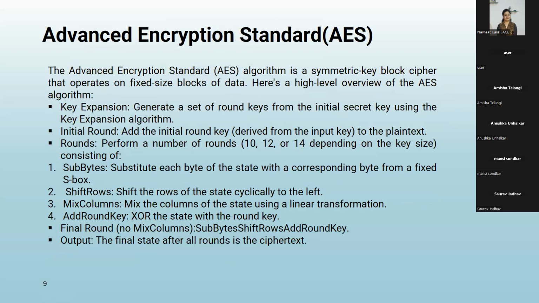Advanced Encryption Standard is a symmetric key block cipher algorithm that operates on fixed-size blocks of data. Its key expansion generates a set of round keys from the initial secret key using the expansion algorithm. It performs a number of rounds depending on the size of the key. It also includes SubBytes, ShiftRows, MixColumns, AddRoundKey, and a final round. The final state of all the rounds is the ciphertext.